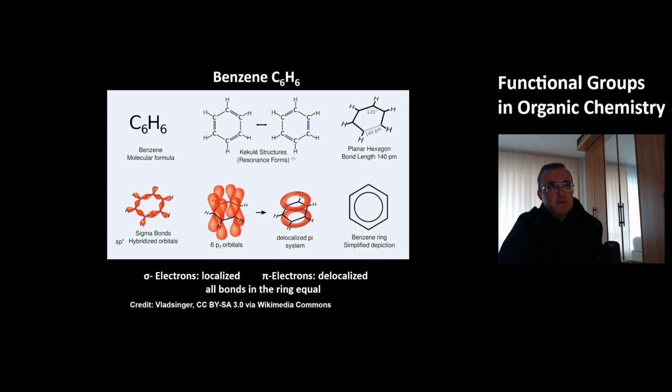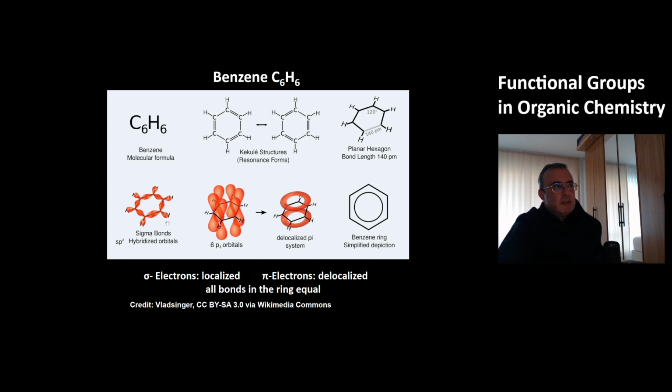Here you have different formulas for the molecule benzene, C6H6. You have the sum formula, C6H6. You have Kekulé structures. Kekulé was a scientist who researched this molecule to understand its structure, and it's a nice way to name discoveries after the scientists that make them. This molecule has a planar hexagon structure. The bond length is between the typical length of a carbon single bond and a carbon double bond.